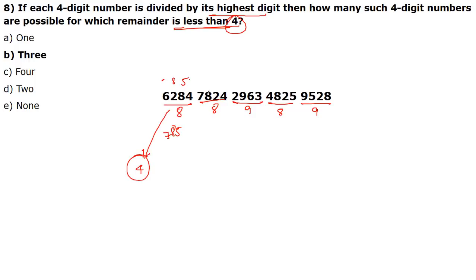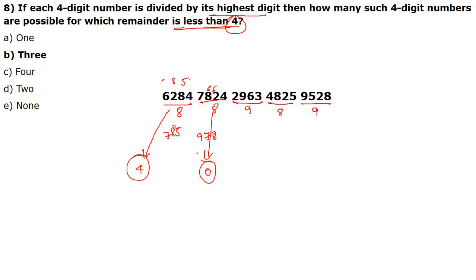I hope you got it. Next, in the second case, 7824 divided by 8. When we are going to divide it by 8, so 8 into 9 times it is 72. So 6 is carried forward. So 62 is here. So 8 into 7 would be 56. 6 is carried forward. 6 and 4. So 8 into 8 is 64. So the remainder would be equal to how much?